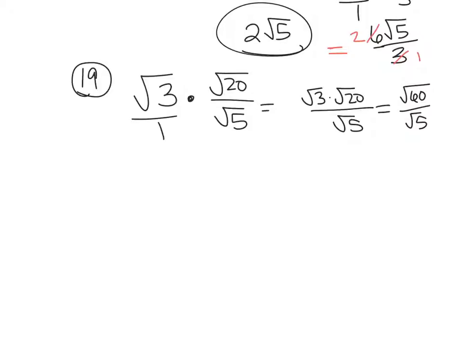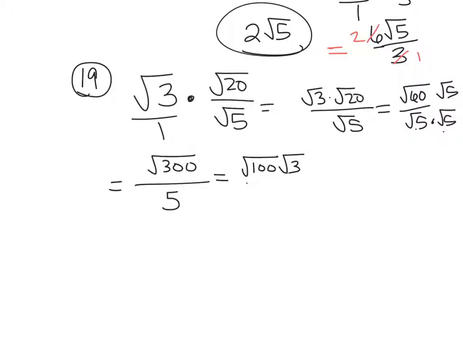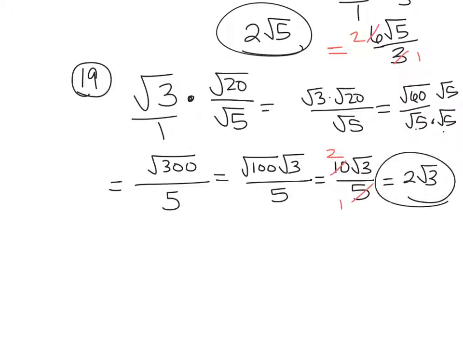And then we can multiply them both by the square root of 5. And on bottom, square root of 5 times the square root of 5, that would just give you 5. And this would be the square root of 300 on top. So then to simplify this, this would be square root of 100 times the square root of 3. Well, square root of 100 is 10. Square root 3 all over 5. Then when we simplify, this goes to 1, this goes to 2, so your final answer would be 2 radical 3. That's one way to do that.